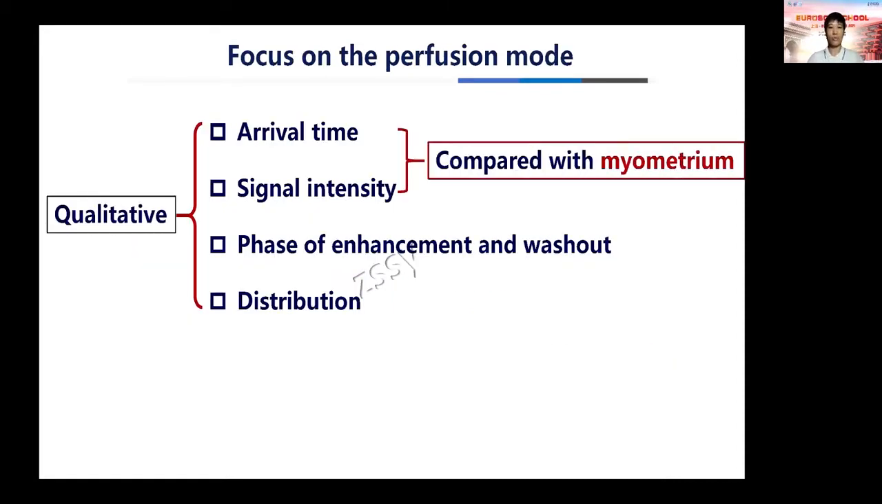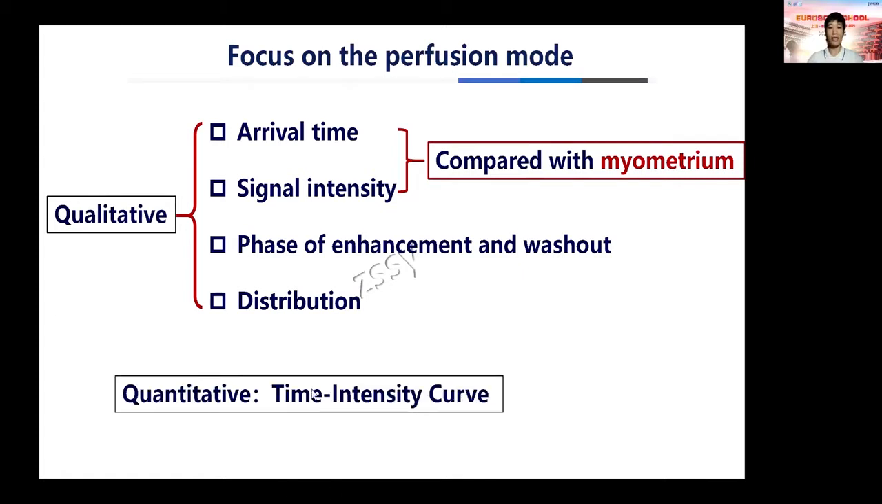Then, what should we focus on? Instead of the time intensity curve, the qualitative indicators can also provide a lot of information and are more convenient. We should focus on the features like arrival time, signal intensity, phase of enhancement and washout, and the distribution of agent in the mass. For uterine tumors, the reference is the myometrium.